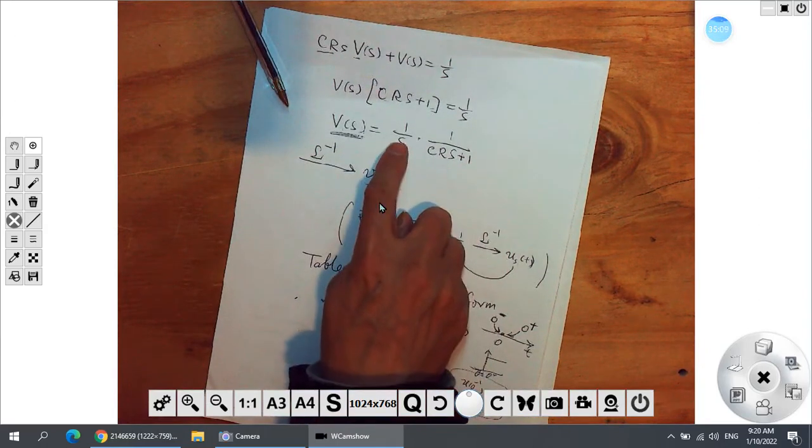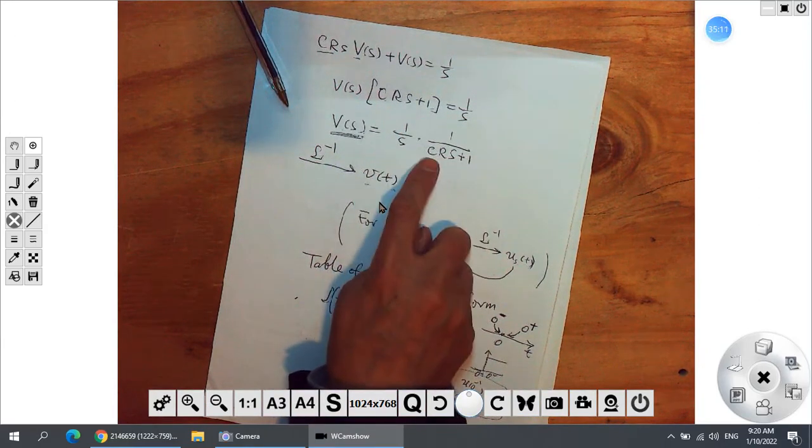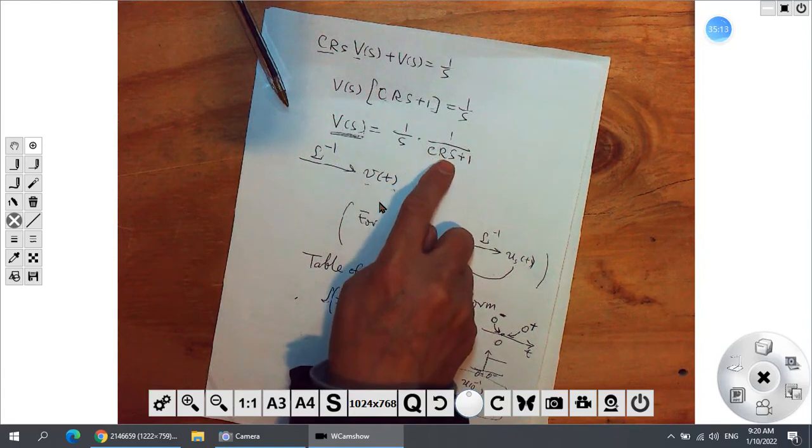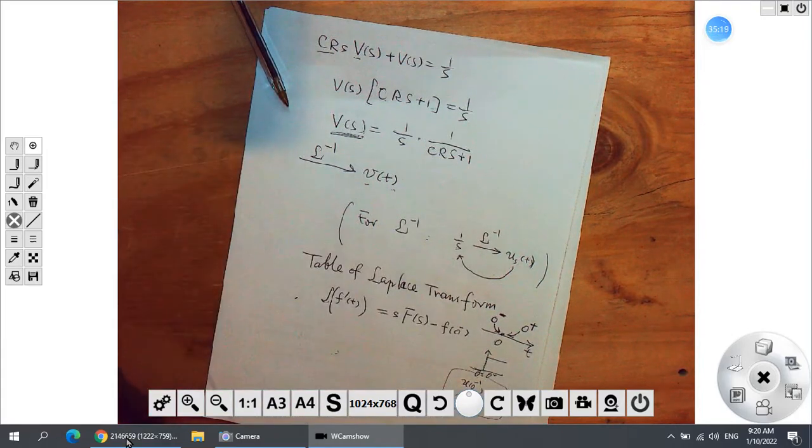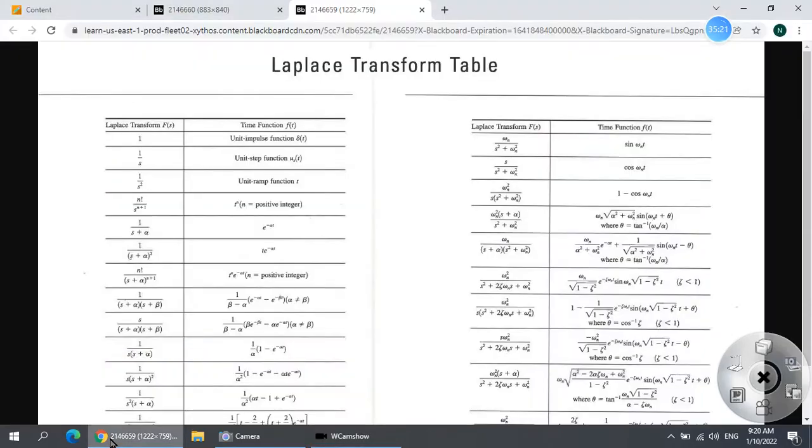It's 1 over s times some number times s plus 1. We want to find this one. Can we find this from the table? If we can, that would be great. Can we? Okay, just go along the column of F of s, capital F of s. You see, we get this one. You got it? Yeah, this one. Okay, now we have it.